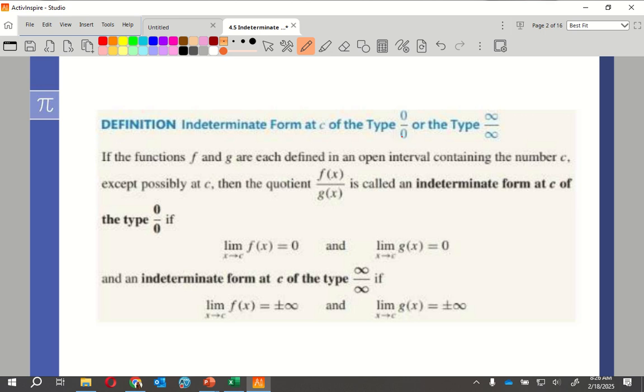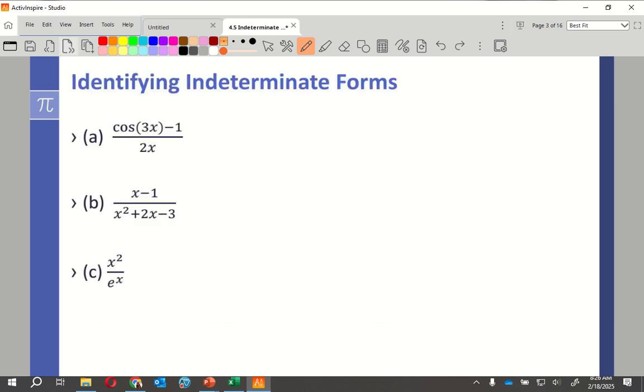An indeterminate form at c of the type infinity over infinity: if the limit as x goes to c of f of x is plus or minus infinity, and the same thing over here, plus or minus infinity, then I get the same thing. Identify indeterminate forms. So let's look.